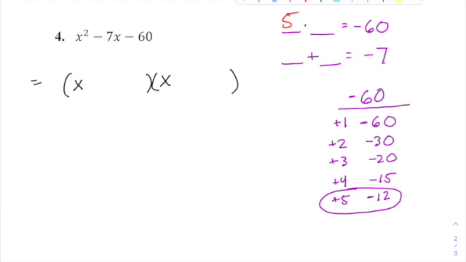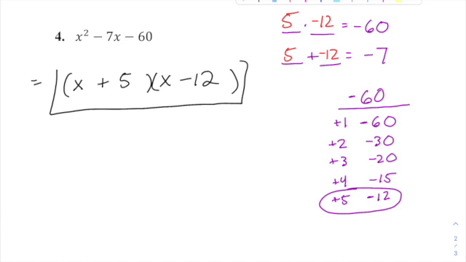It's got to be positive 5 and negative 12. Positive 5 and negative 12. So what do we write? X plus 5 and x minus 12. And there we go. There's our final answer.